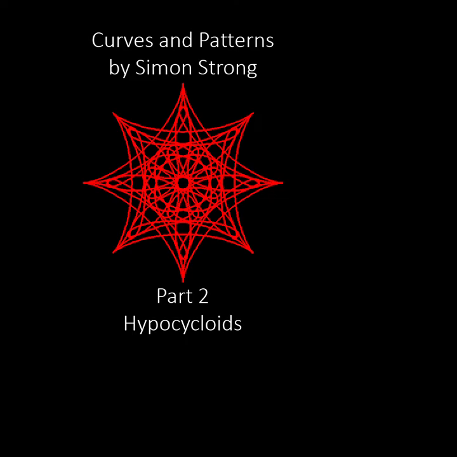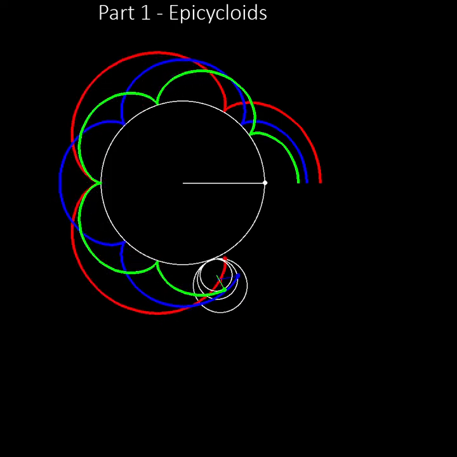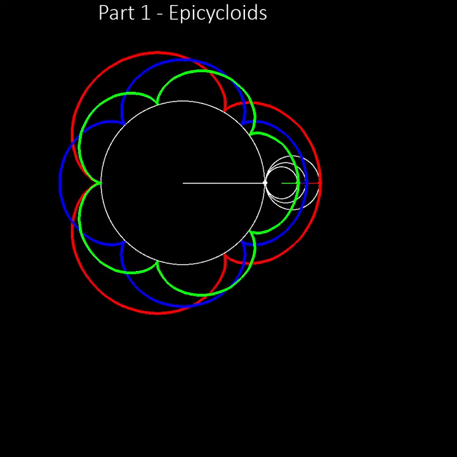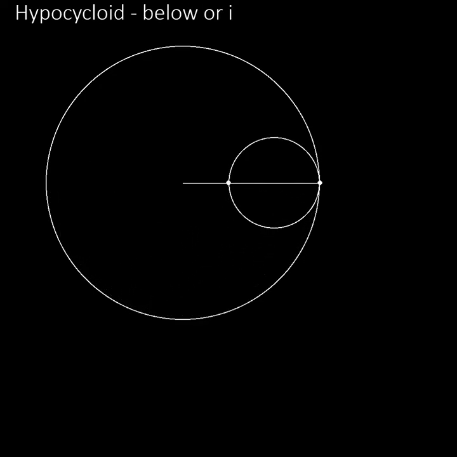In part 1, we looked at epicycloid curves, which are the curves made when one wheel rolls around the outside of another wheel. In this talk, we will look at the patterns created when one wheel rolls around the inside of another wheel, like this. This type of curve is called a hypocycloid, from the Greek words meaning below or inside a circle.